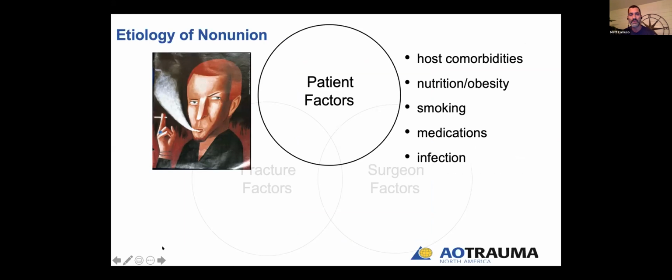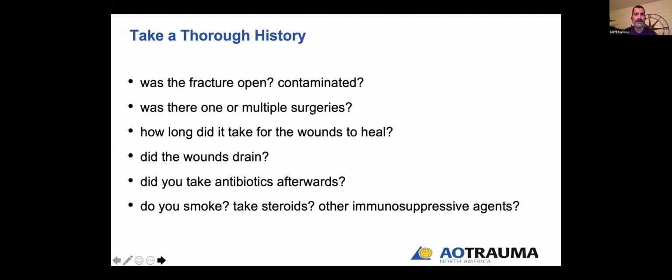Their comorbidities, what sort of diabetes do they have? Is it well under control? What are their nutritional abnormalities? Do they smoke, and how long have they smoked for? What sort of medications? And certainly then, of course, aggressive evaluation for infection.